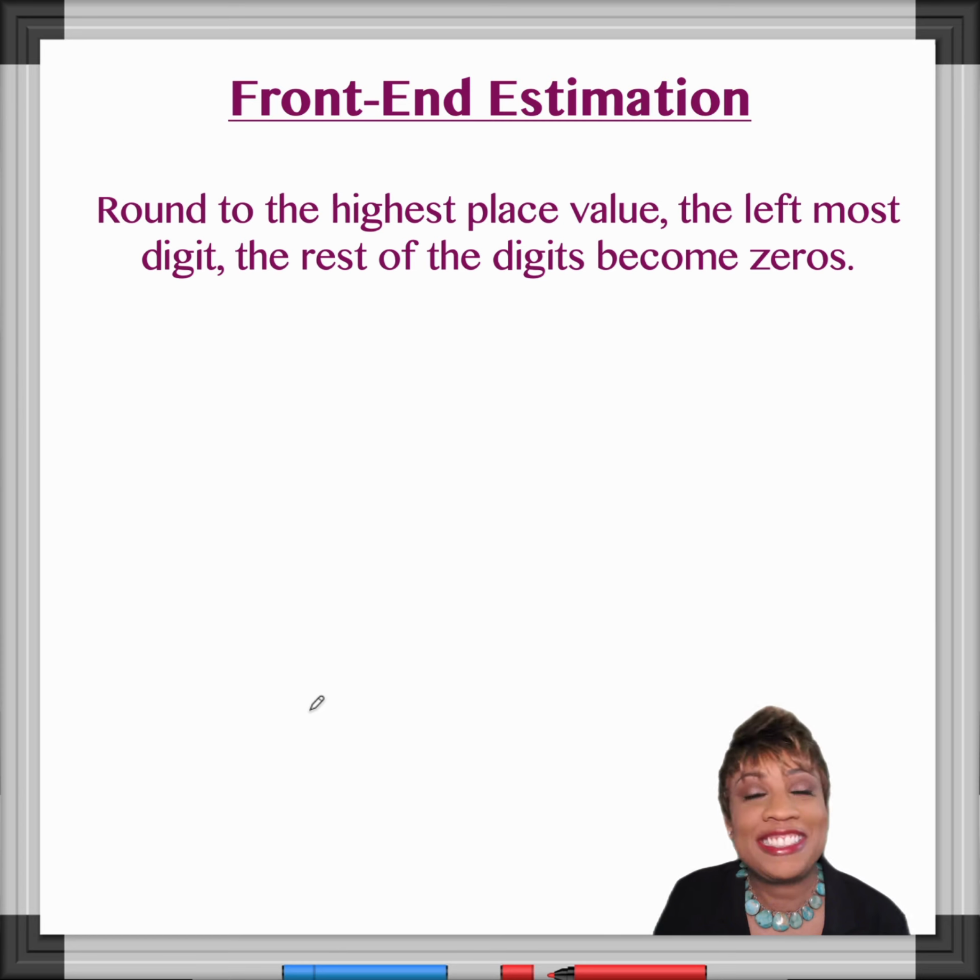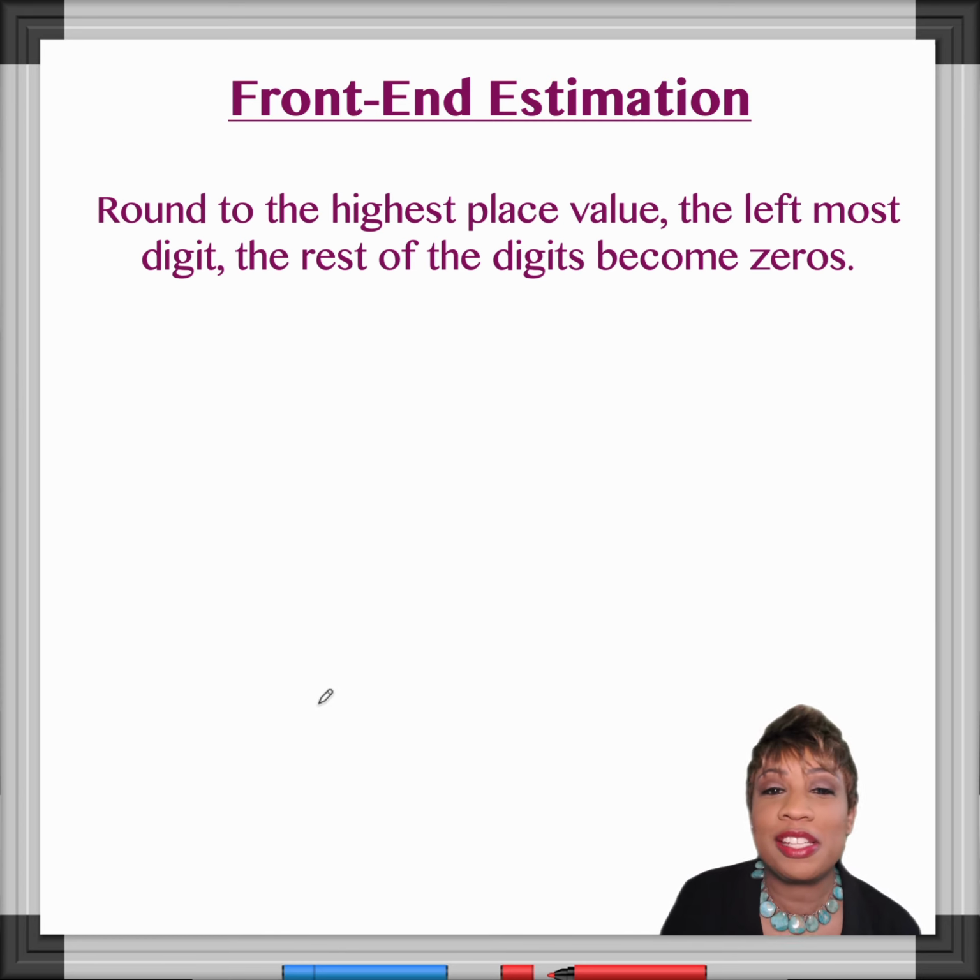But what you're going to do when you're doing front-end estimation is go to the leftmost digit, and then that's the place value you're going to be rounding to.